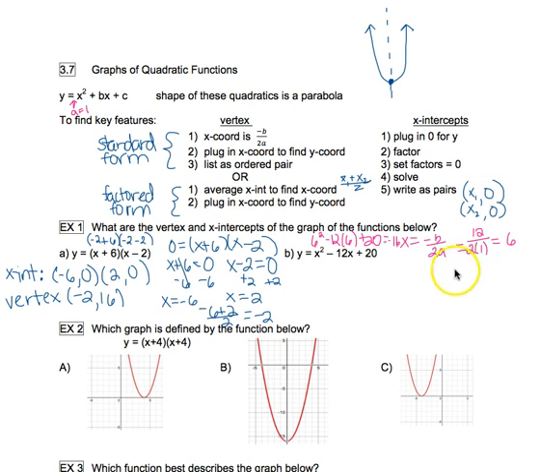So that means that my vertex is at 6, negative 16. So x-intercepts, plug in 0 for y. Then I'm going to factor.